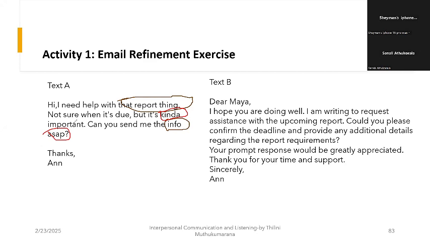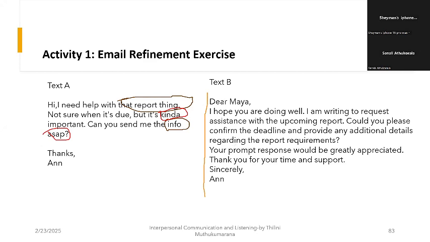But when we analyze text B, you will see, just as Senali mentioned, there is a receiver. Properly, we call it a logical structure here, right? So it's a refined version compared to text A. And you can see complete sentences, and formal language used, right? And also it has a very professional appearance, right?